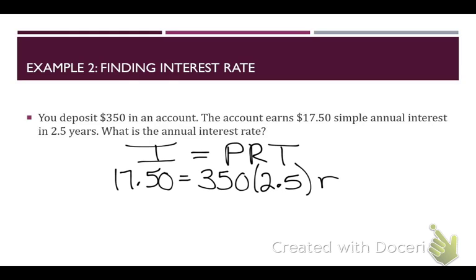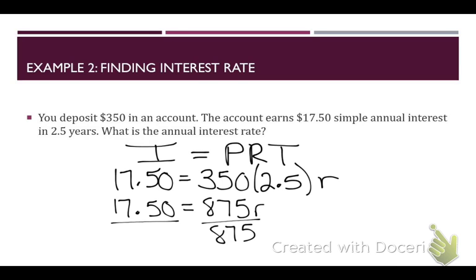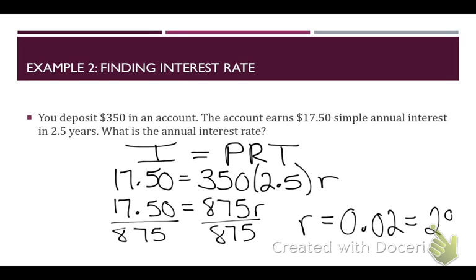What's 2.5 times 350? Yep, 875. R. Now what do I do? Yes, that's correct. Divide both sides by 875. Oh, not 8.75. Goodness. Just 875. And R equals, which is 2%. All right, who got that one right? Good. All right, so that's rate.